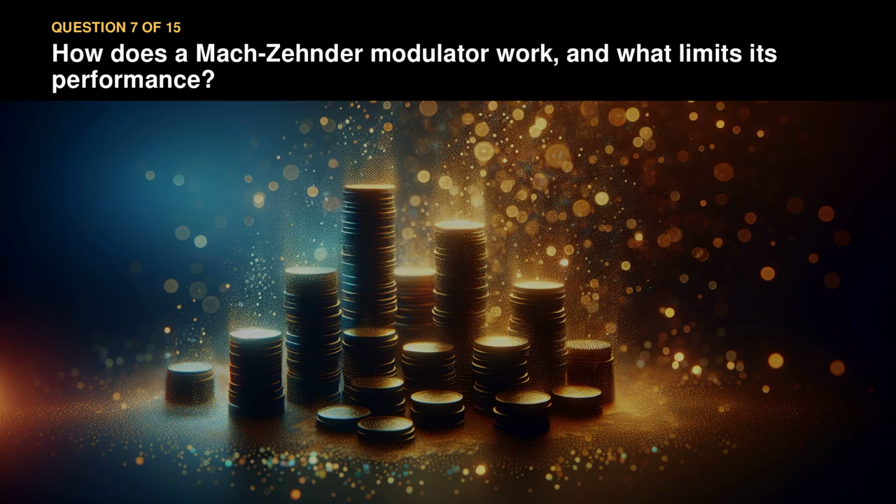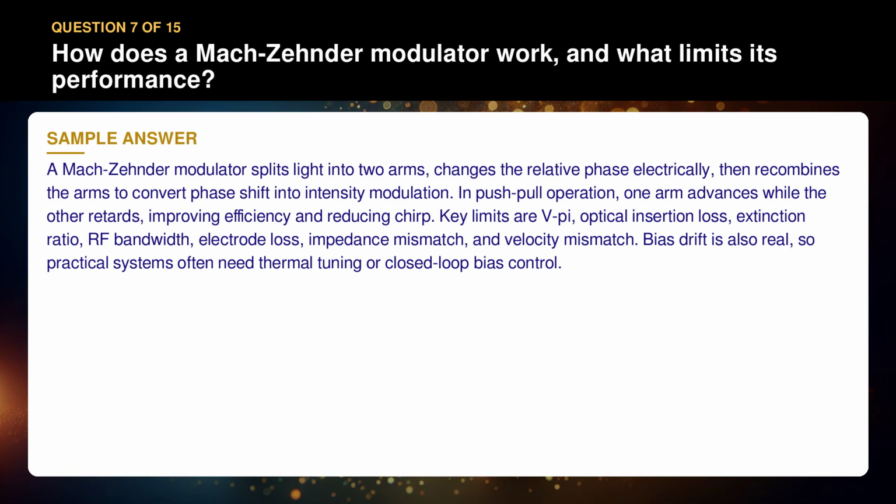Question 7. How does a Mach-Zehnder modulator work, and what limits its performance? A Mach-Zehnder modulator splits light into two arms, changes the relative phase electrically, then recombines the arms to convert phase shift into intensity modulation. In push-pull operation, one arm advances while the other retards, improving efficiency and reducing chirp. Key limits are V-pi, optical insertion loss, extinction ratio, RF bandwidth, electrode loss, impedance mismatch, and velocity mismatch. Bias drift is also real, so practical systems often need thermal tuning or closed-loop bias control.